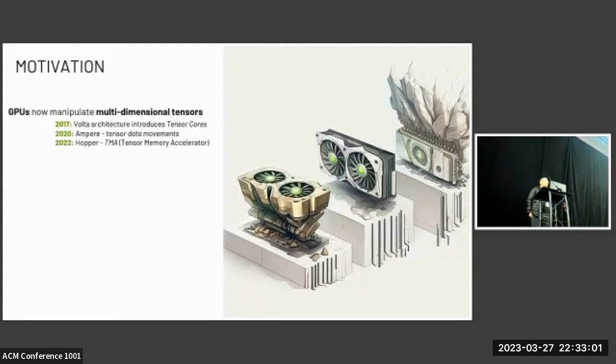In 2017, NVIDIA introduced tensor cores. These are basically two-dimensional tensors doing matrix multiplication. In Ampere, they continued the trend, and we added some instructions for data movement for tensors. And then last year, NVIDIA introduced Hopper, which contains the tensor memory accelerator. On the right-hand side, you can see a cartoon from ChatGPT, I guess, or Stable Diffusion, of what GPUs look like. Bastian did this animation.